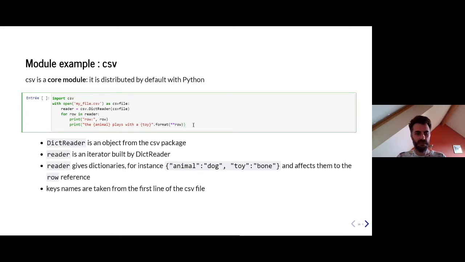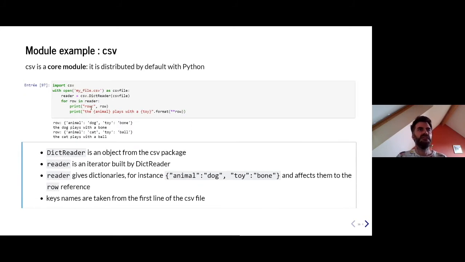So if I do that, you will see that the first row contains a dictionary with the animal key and the value dog, and the toy key and the value bone. And then the second one is animal. The animal key contains cat, and the toy key contains bone. So it will read a file, and it will create a dictionary with each line, with the keys from the heads and the values from the line. So it's quite a nice way to read data files. I use it a lot in my work. And it's quite an example of how you use a module in Python.